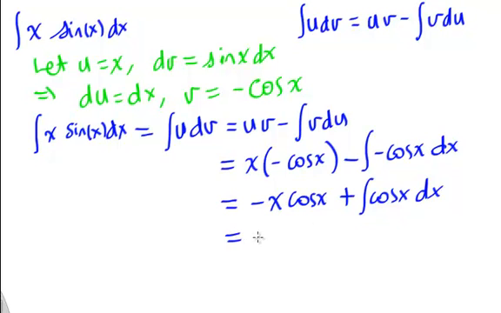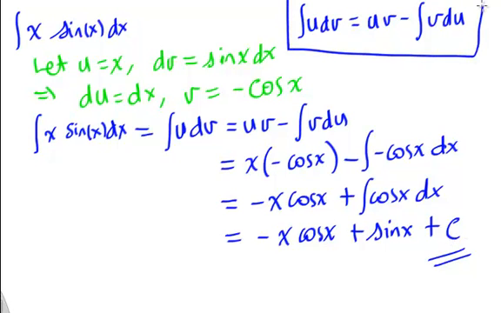Which equals minus x cos x, and you integrate cosine x, you get sine of x plus c, and that's the answer. We're done. So the integral of x sine x dx is minus x cos x plus sine x plus c, and the formula we used is this one: the integral of u dv is uv minus the integral of v du.